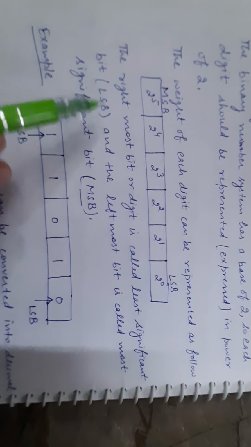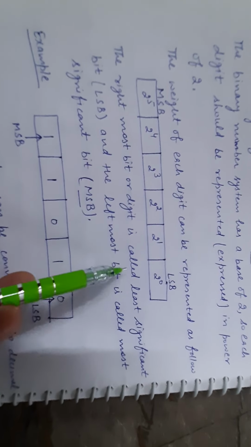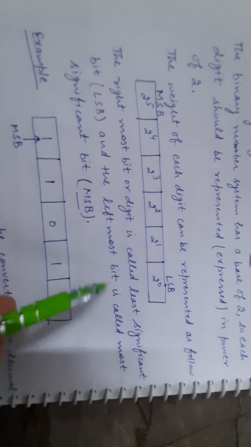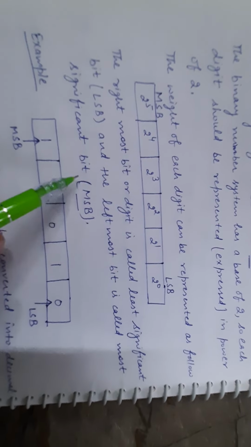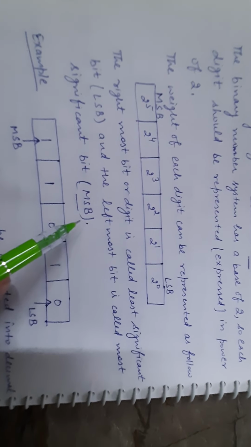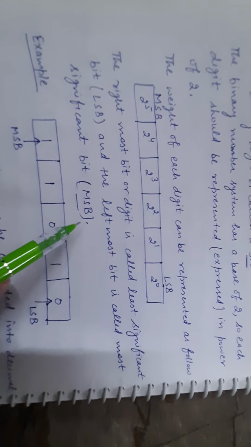Okay. So the rightmost bit or digit is called the least significant bit, and the leftmost bit is called the most significant bit. That is called MSB. So it is very, very important when we are dealing with the digital system.